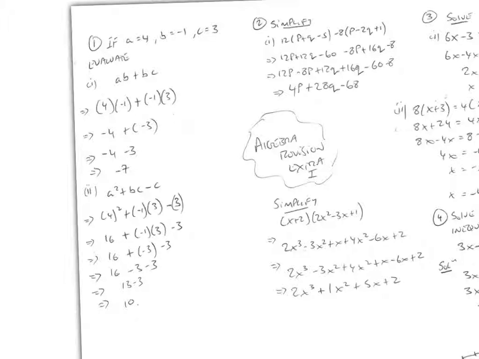Okay, it's a revision extra video for algebra. So, first question, if A is 4, B is -1, C equals 3, evaluate AB plus BC.